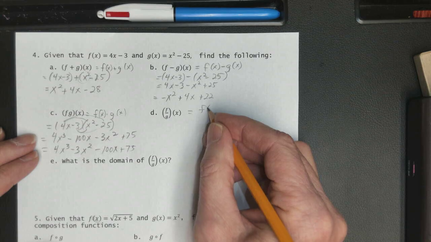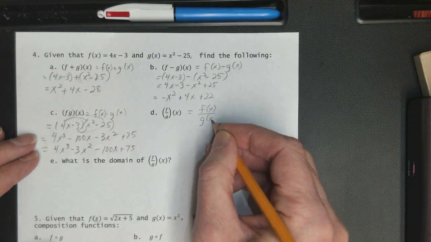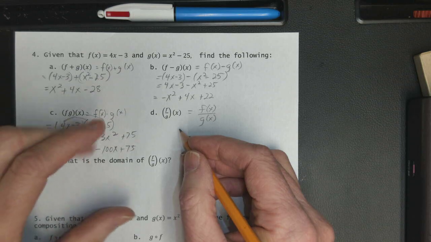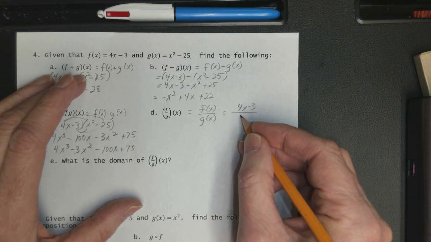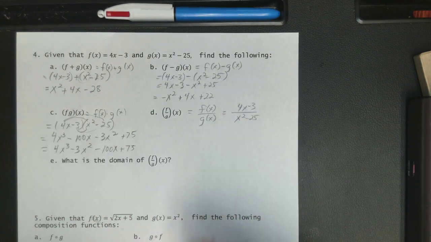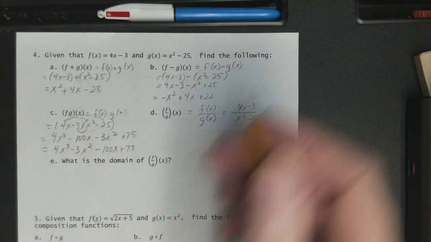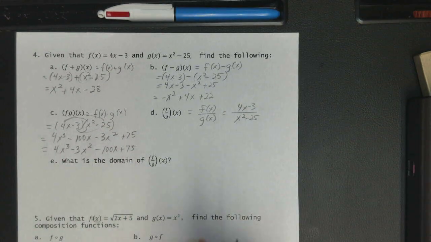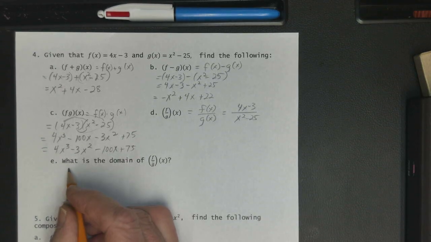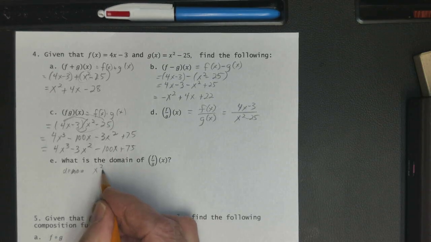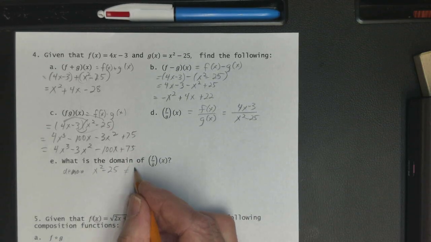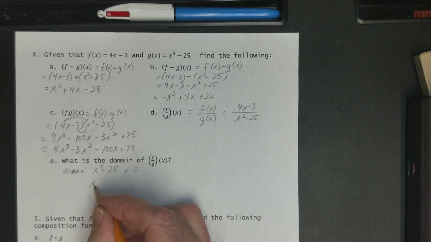This is f of x over g of x. F of x is 4x minus 3. G of x is x squared minus 25. You know that would factor, but that's not going to cancel with anything up here, so I'm going to just leave it there. And then when we have to find the domain, the denominator is x squared minus 25. It cannot be 0. So I'll just kind of keep solving.